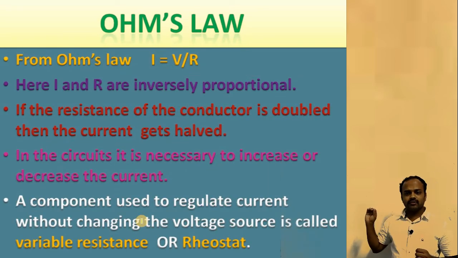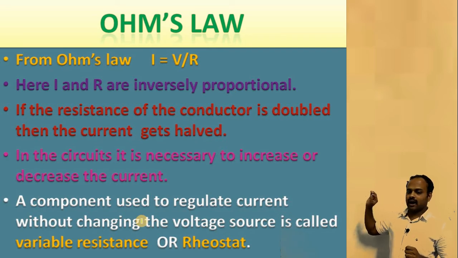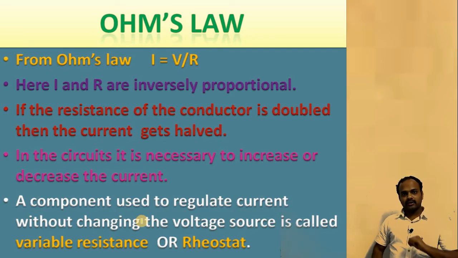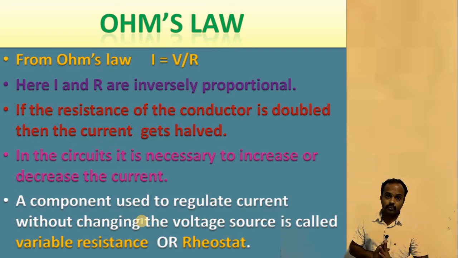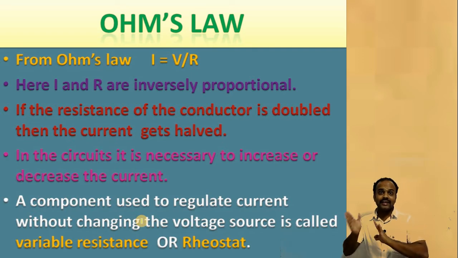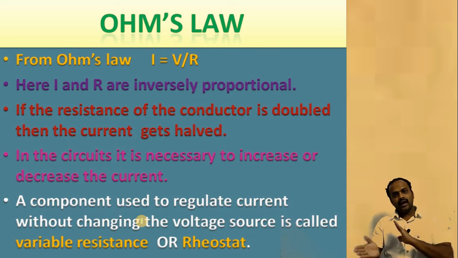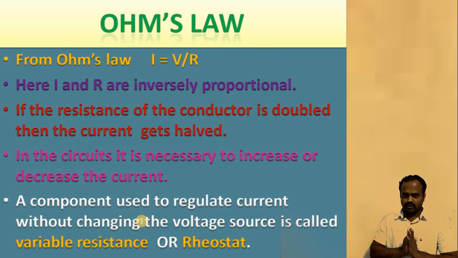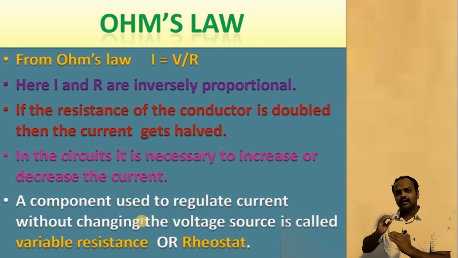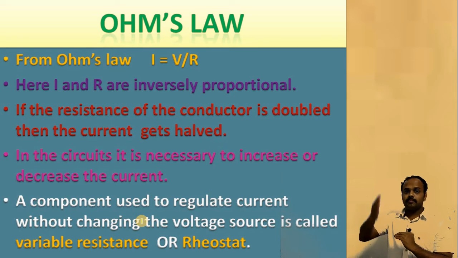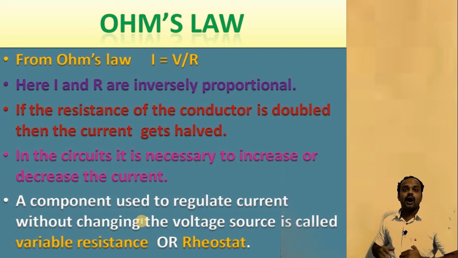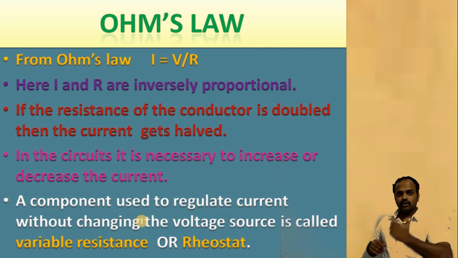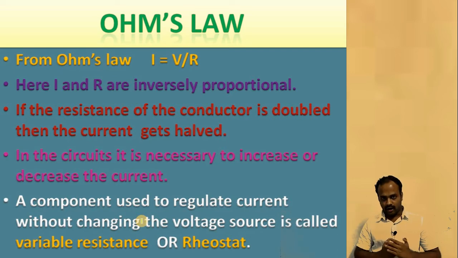We know the equation from Ohm's law. What is that? I is equal to V by R. If V is constant, how are I and R proportional? They are inversely proportional. If the resistance of the resistor is doubled, then the current flowing through that resistor is halved. Or if the resistance of the conductor is doubled, the current flowing through that conductor is halved.